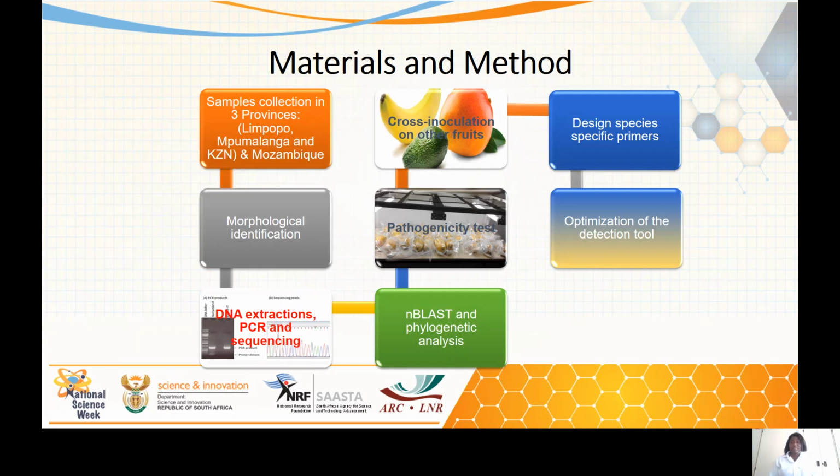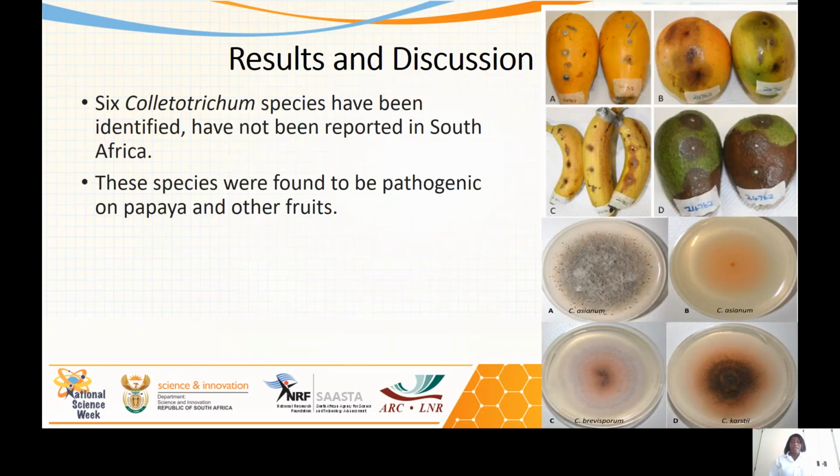And we designed species-specific primers for the detection of these plant pathogens, and we optimized the detection too. As a result, we found 6 Colletotrichum species that have not been reported in South Africa. These species were found to be pathogenic on papaya and on other fruits.